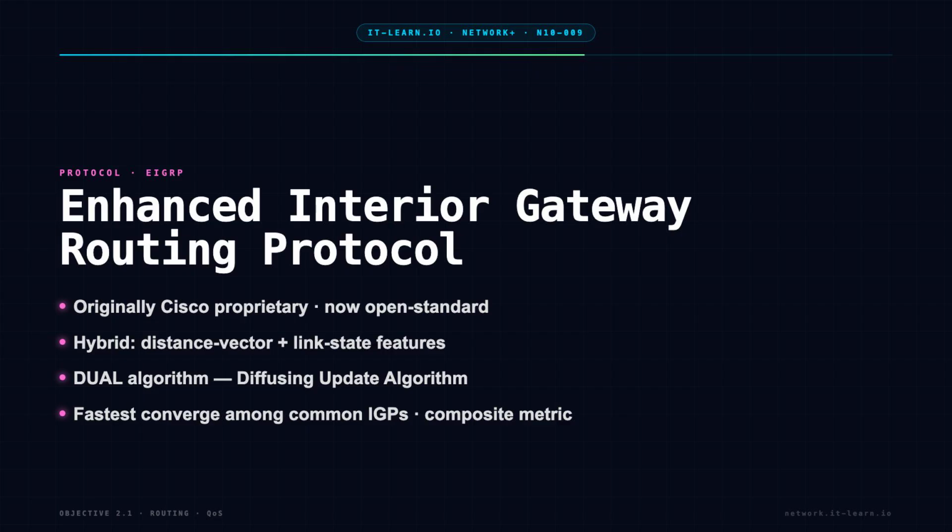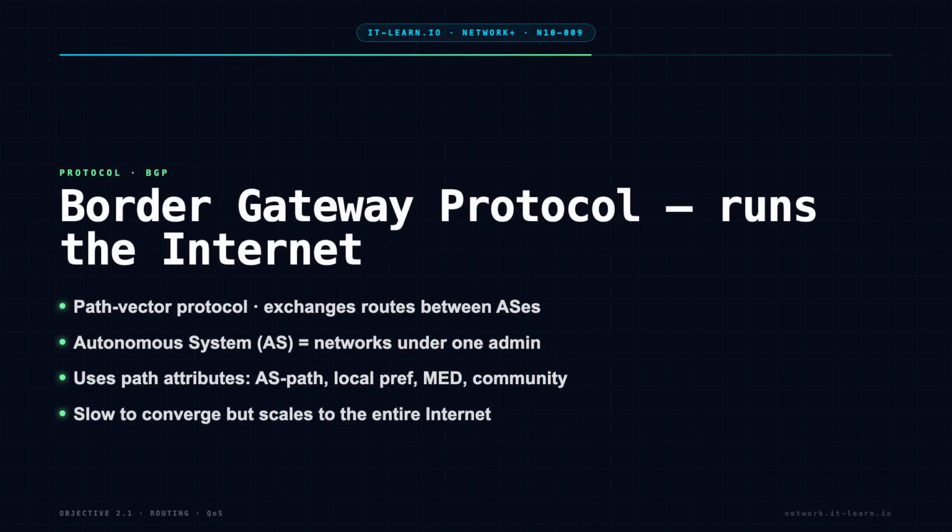On the local network, hosts also need redundancy for their default gateway. If the default gateway goes down, hosts cannot reach any network beyond the local subnet. This is solved by first-hop redundancy protocols, or FHRP. The three you need to know are HSRP, VRRP, and GLBP.